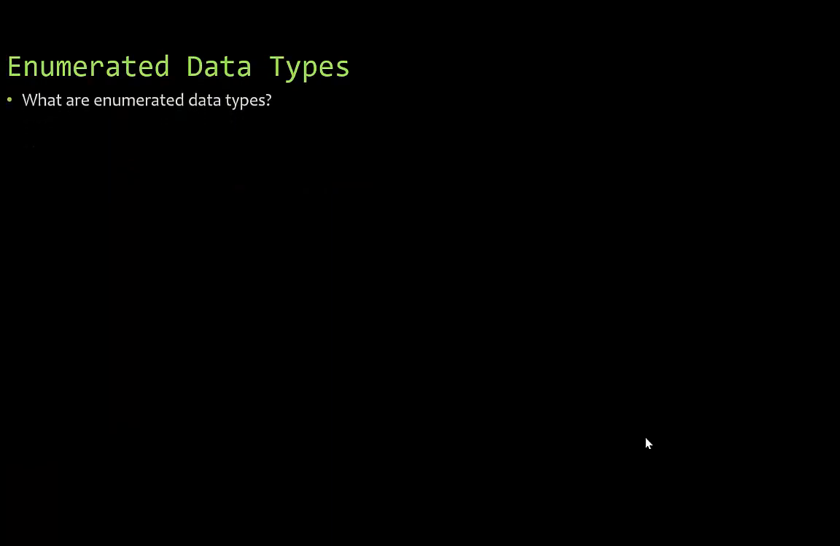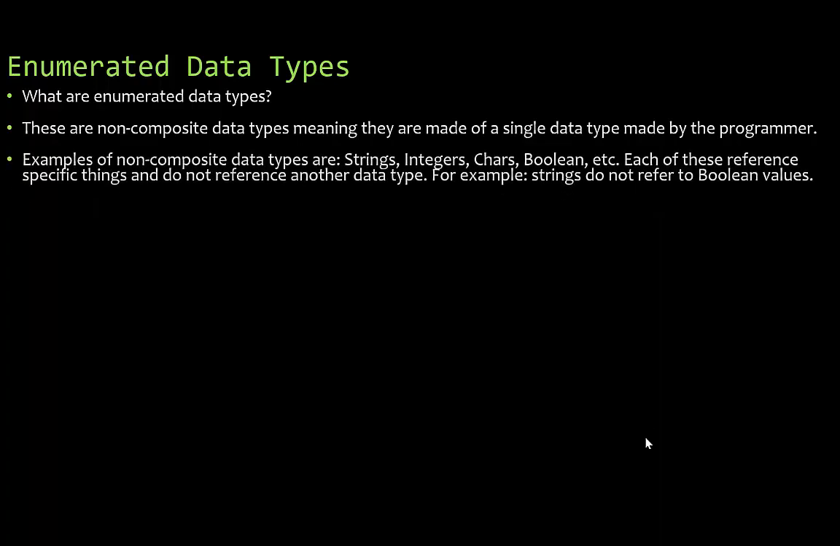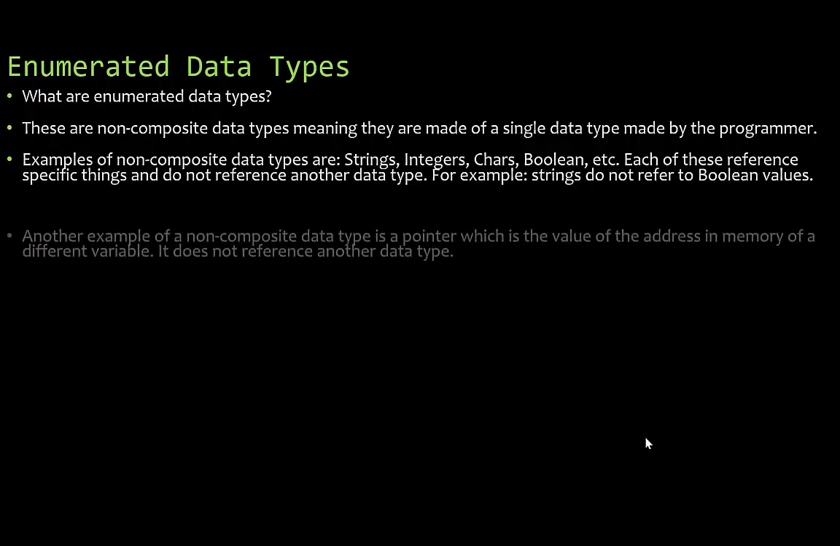So, enumerated data types. What are enumerated data types? These are non-composite data types, meaning they're made of a single data type made by the programmer. Examples of non-composite data types that are not made by the programmer, that are already pre-existing, are strings, integers, chars, boolean, etc. And each of these reference specific things. They do not reference another data type. For example, strings do not refer to boolean values. They're non-composite. They only refer to specific things.